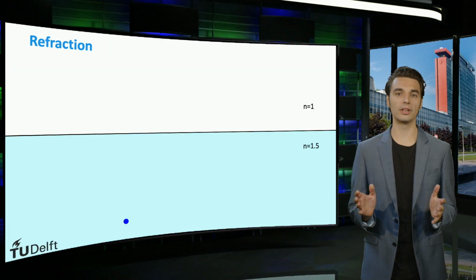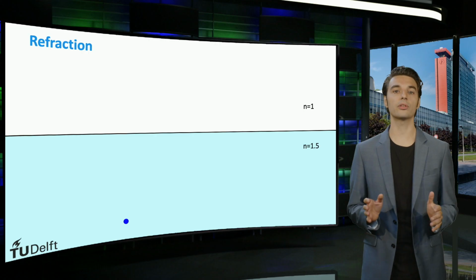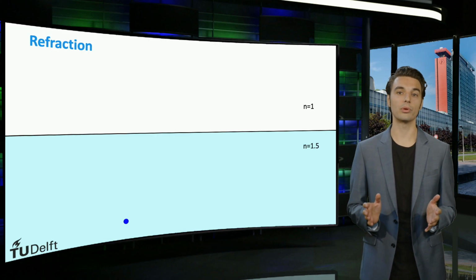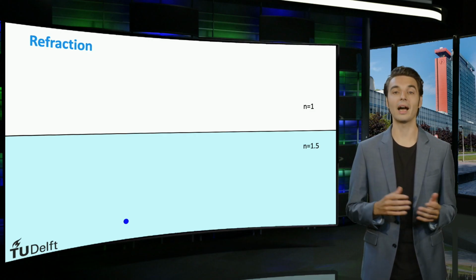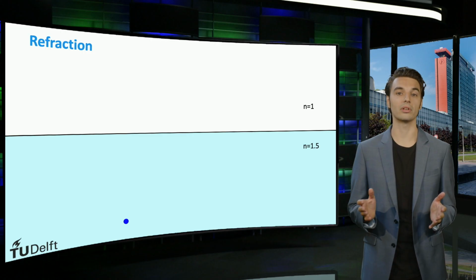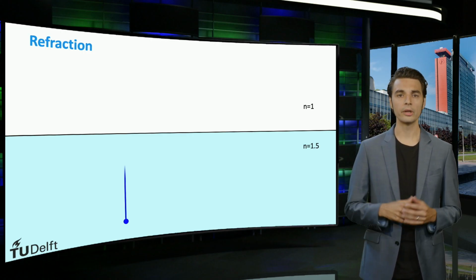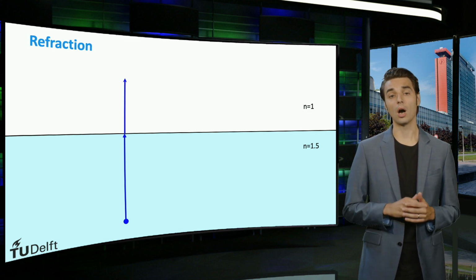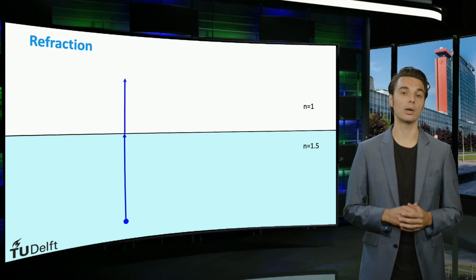So let's put Snell's law into practice. We will follow a number of beams emitted from the blue point source. The point source is inside a medium with a refractive index of 1.5, for example glass, and light is emitted into a medium with a refractive index of 1, such as air, for example. The first beam arrives at the interface under normal incidence. According to Snell's law, this beam is transmitted under normal incidence as well.